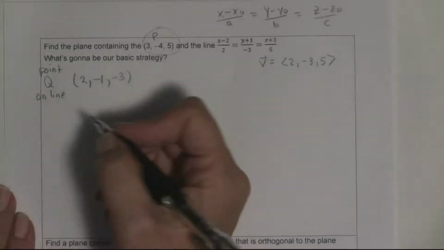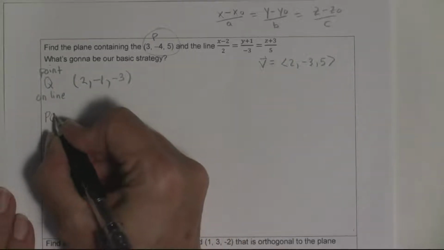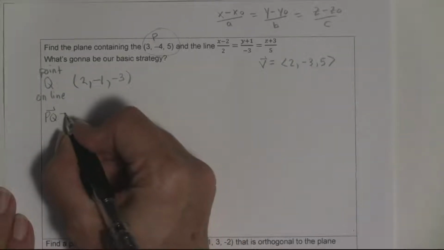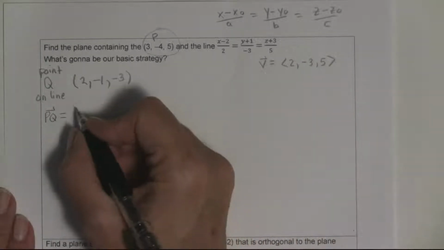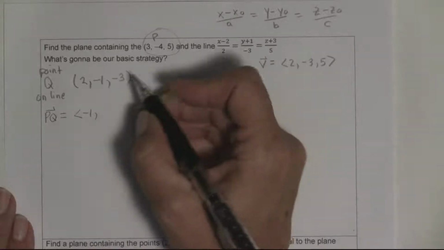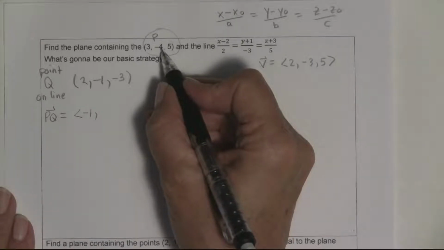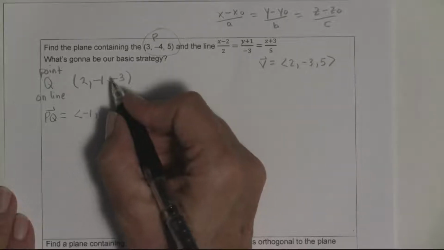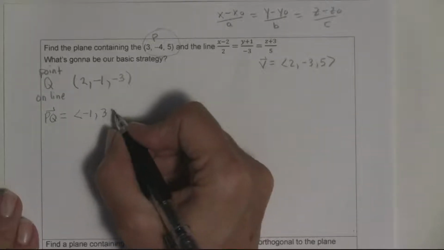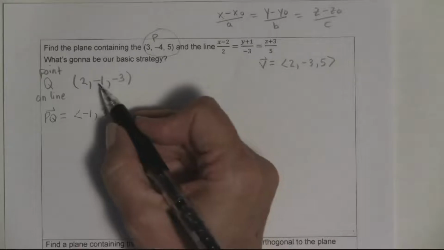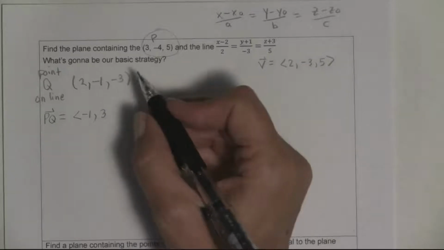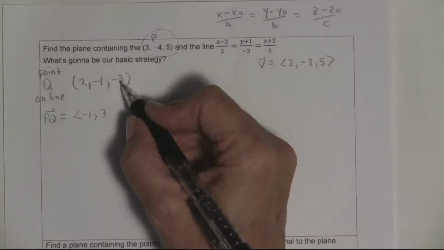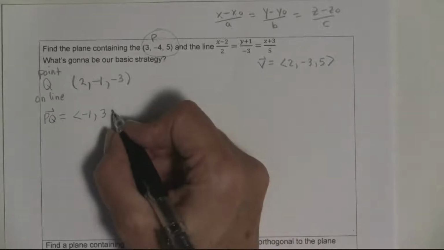And so I'm going to do either PQ or QP, it doesn't matter. And in that case, this is going to be 2 minus 3 is -1, and -1 minus -4 is +4, so -1 plus 4, that's 3. And yeah, 3 is right. I'm sorry, I was checking my math. -3 minus 5 is -8.